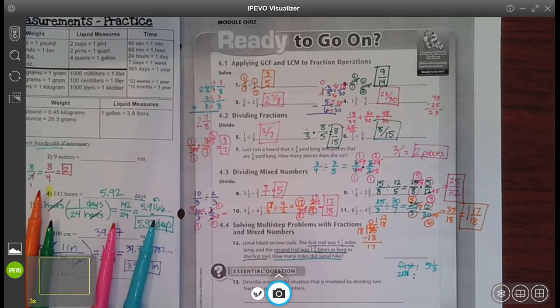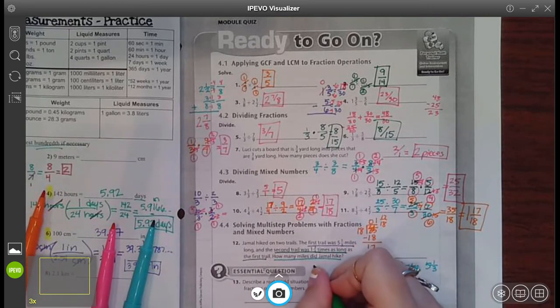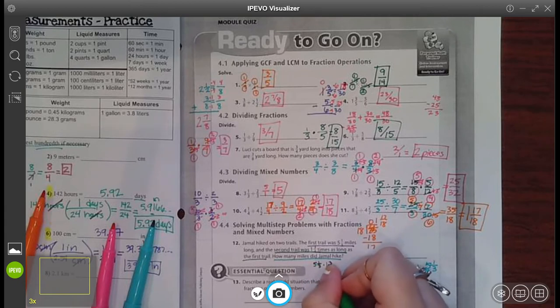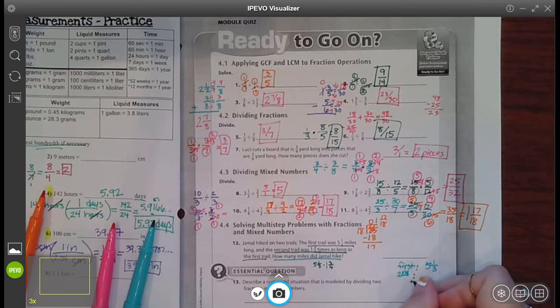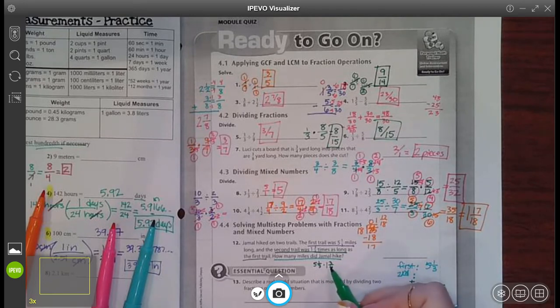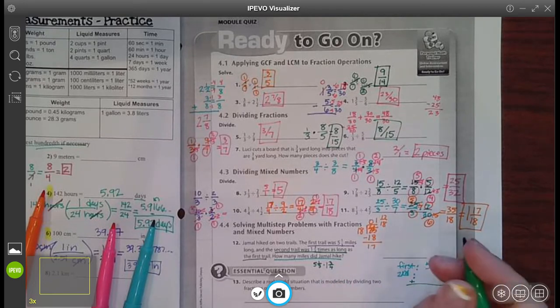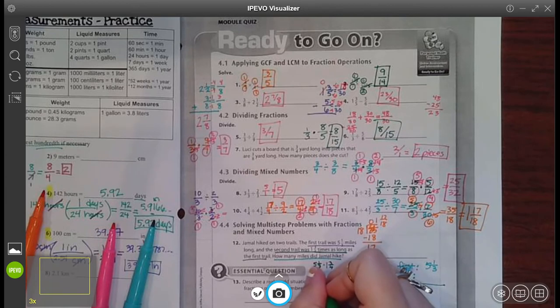So I need to take the first trail, which was 5 1/3, and multiply it by 1 3/4, because the second trail, okay, I need to find the second trail to combine those to find the total. But the second trail is equal to 1 3/4 times the first trail. So let's go ahead and change these to improper fractions. 3 times 5 is 15, plus 1 is 16. 4 times 1 is 4, plus 3 is 7.